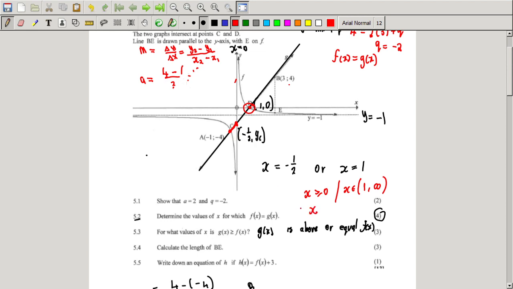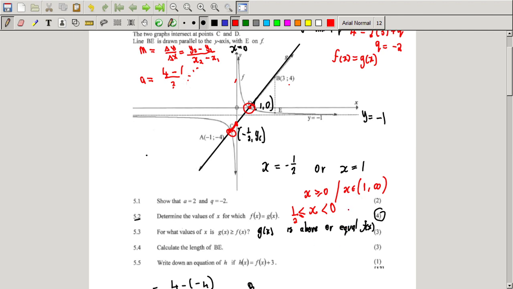It's x from -1 over 2 to 0. And we must also include this point, because here f of x is equal to g of x, so we must also include this.